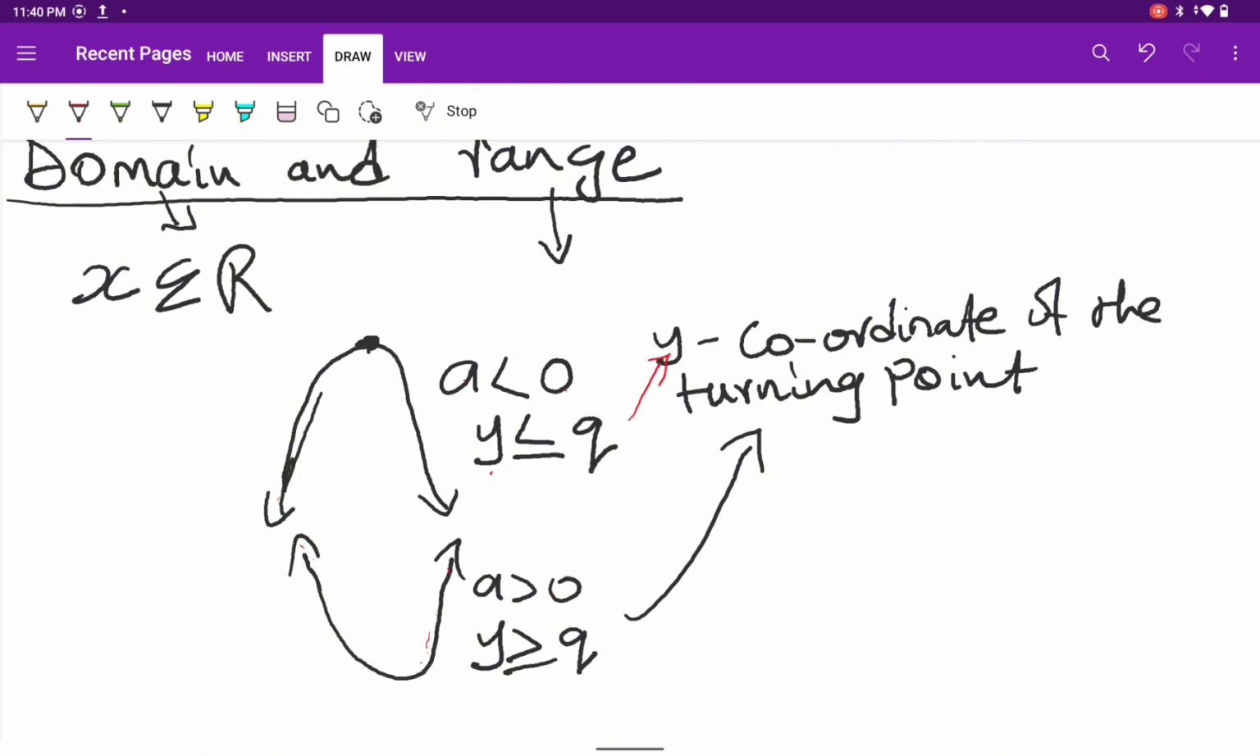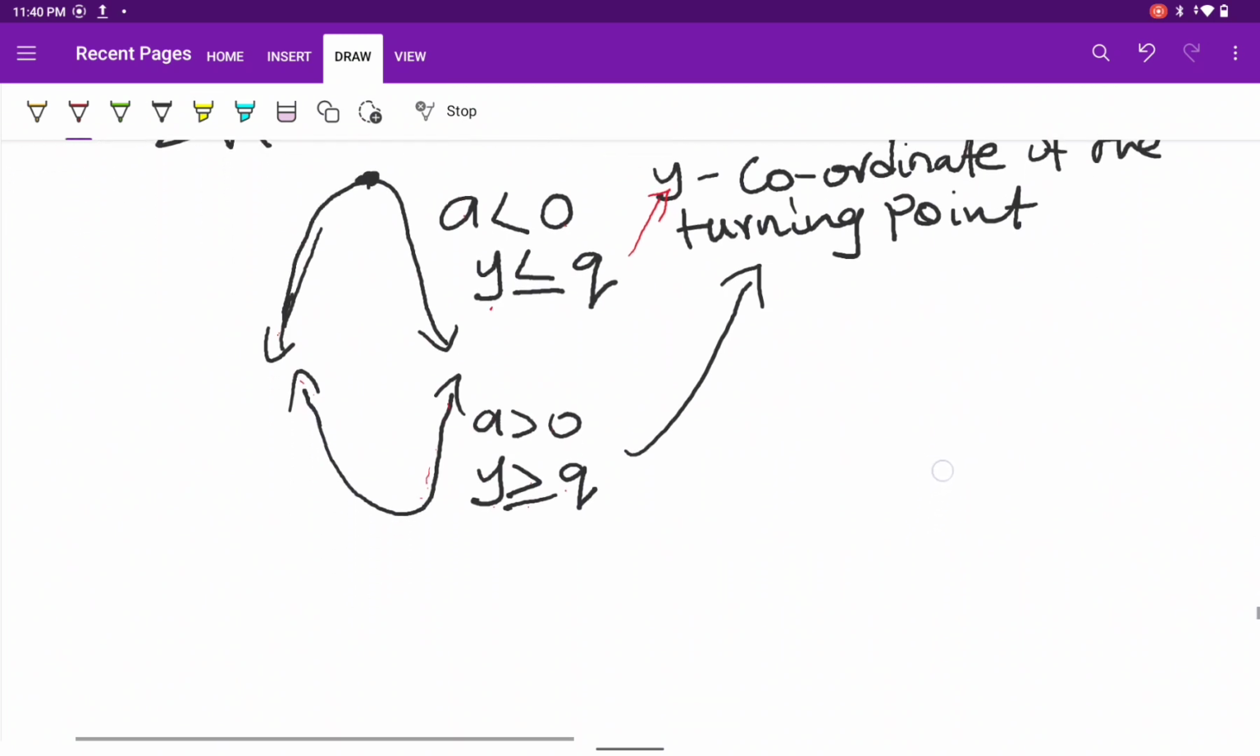So the range of this graph will be y is greater than or equal to q. Remember, q is the y-coordinate of the turning point, not the y-intercept, but the y-coordinate of the turning point.